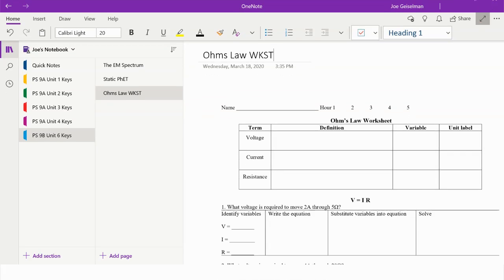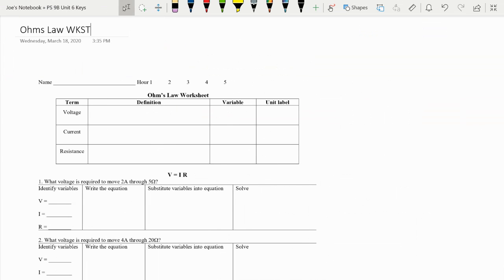Hey, quick walkthrough of the Ohm's Law worksheet. I'm going to skip over our definitions of voltage, current, and resistance because we should have been able to get that from our notes.